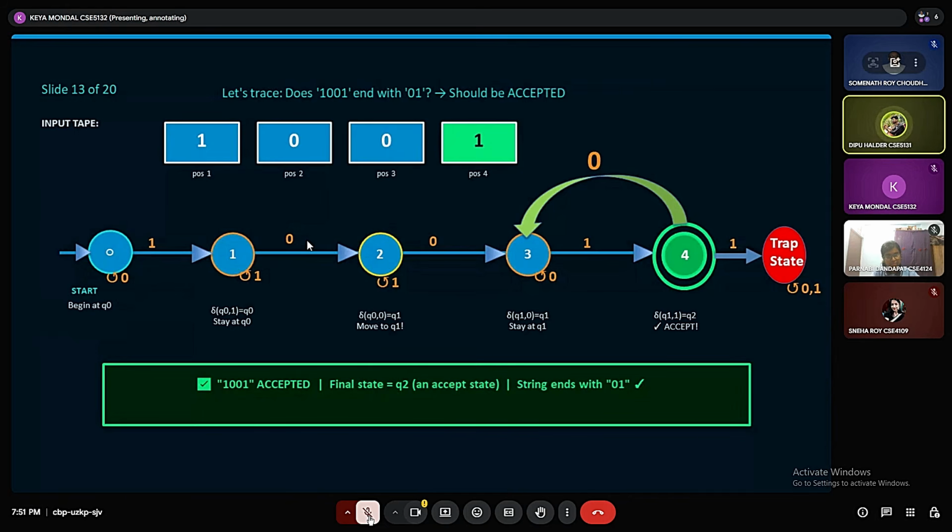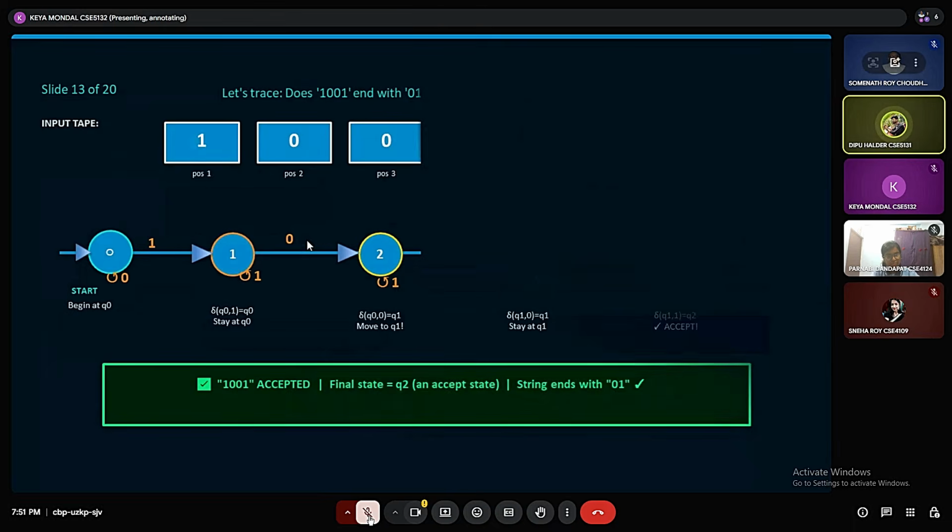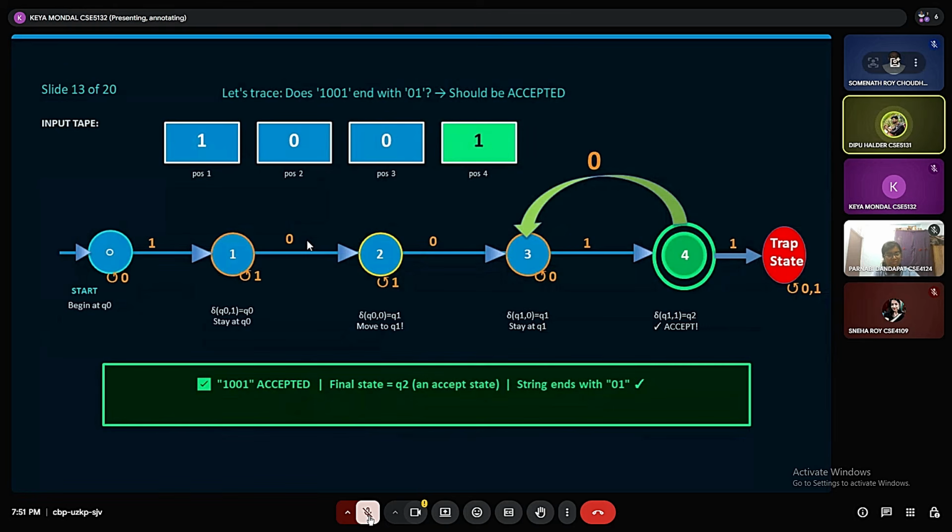And step 2, we read 0. Rule delta of Q0, 0 equals Q1, we move to Q1. Then in step 3 we read 0 again, rule delta of Q1, 0 equals Q1, we stay at Q1. Then step 4 we read 1, rule delta of Q1, 1 equals Q2, we reach Q2, which is our accept state. So the string 1001 is accepted. The machine correctly identified that it ends with 01. This is the power of FSM. It can check patterns in strings automatically. Next slide, please.